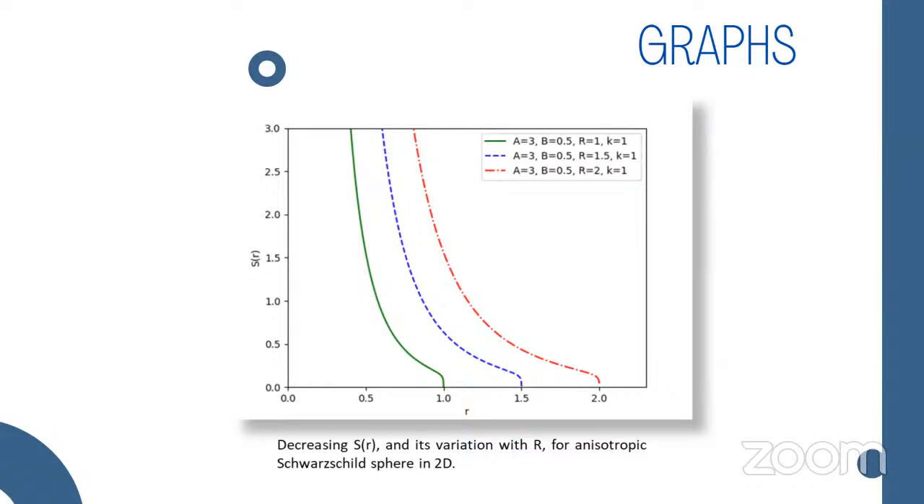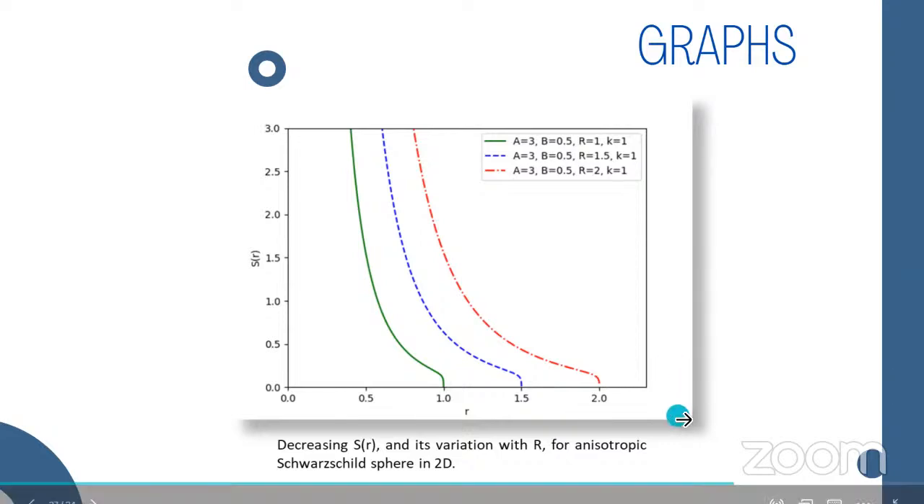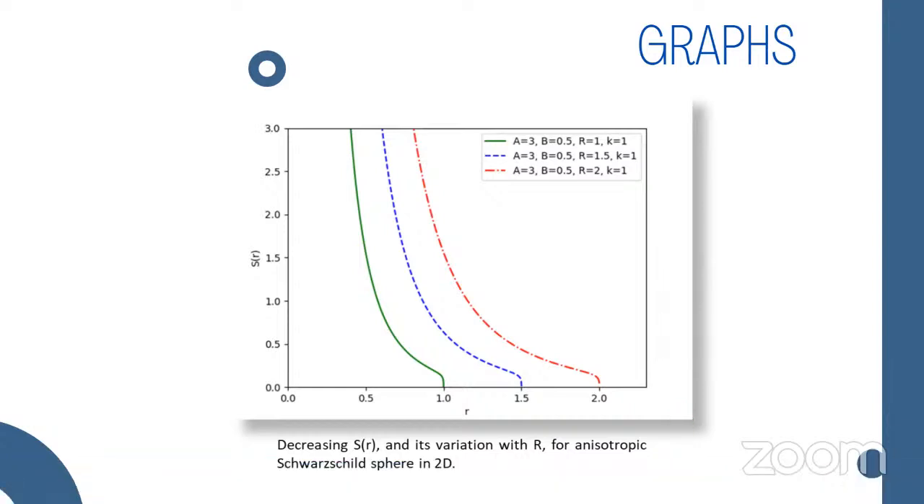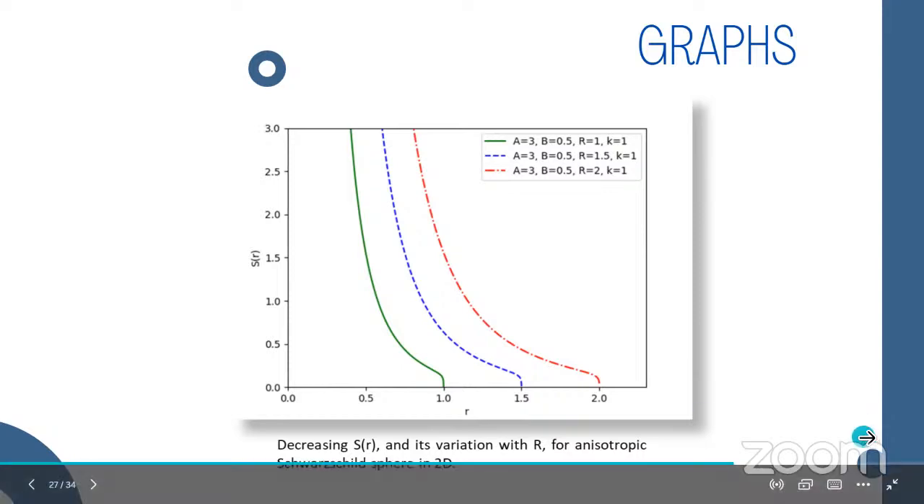Next, this is the plot for varying values of capital R, that is the Schwarzschild radius mentioned previously. We see that as R changes, the anisotropic effects extend up to R, beyond which there is no existence of anisotropy. That's quite obvious, as R is the radius up to which the matter distribution exists, so there cannot be any anisotropy beyond it.